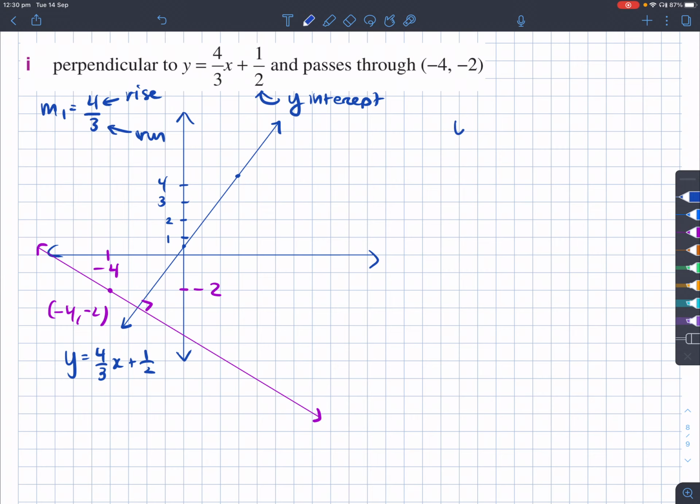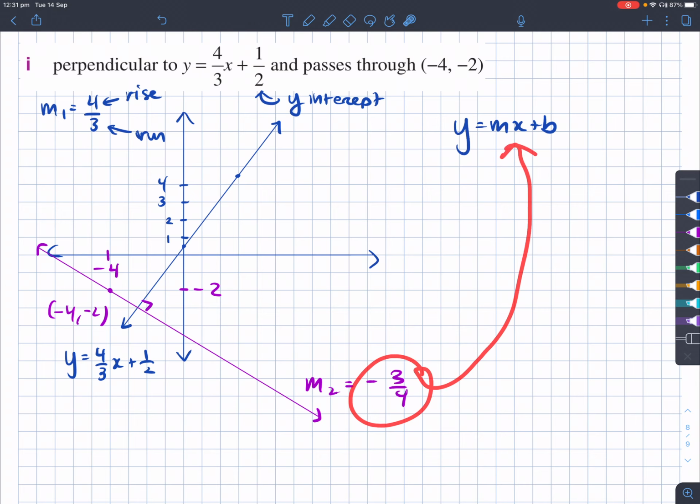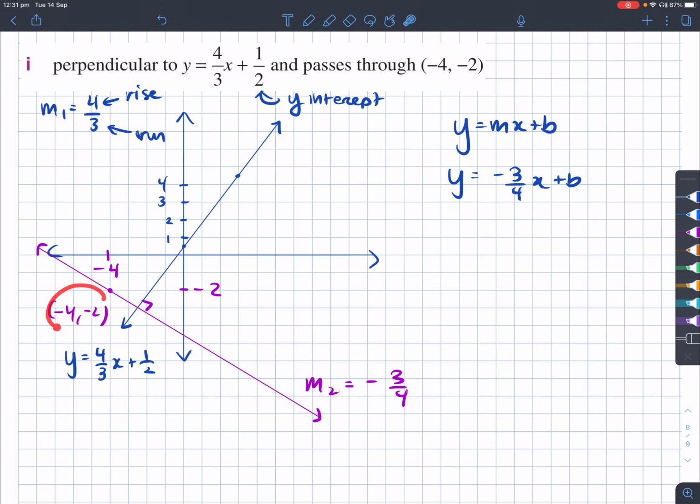We know that y equals mx plus b. But the thing is, if the gradient m1 of the equation of this line is 4 over 3, then the gradient of this line will be the negative reciprocal of this. So if you flip that around, m2 would equal negative 3 over 4. I reverse the sign from positive to negative as well, and that goes right there. So y equals negative 3/4 of x plus b. And our next step is to find our y-intercept, and that is simply by substituting in our point that it passes through, which is x and y.